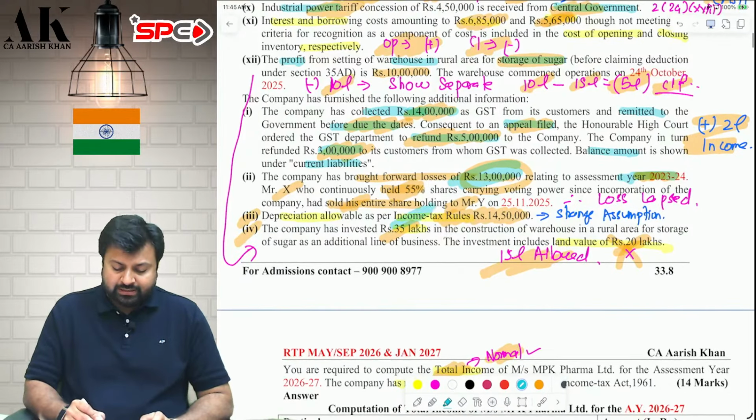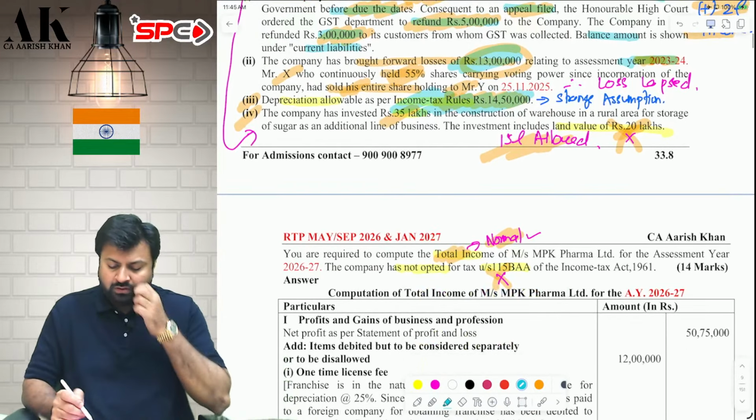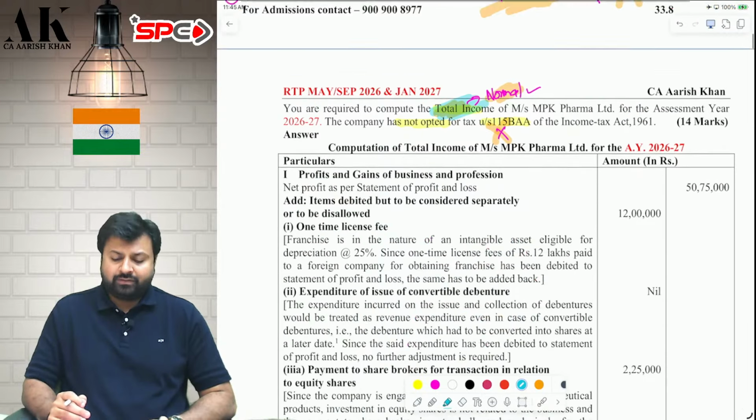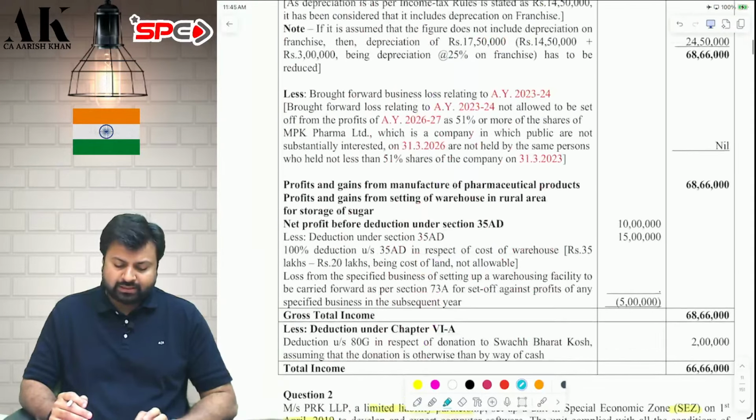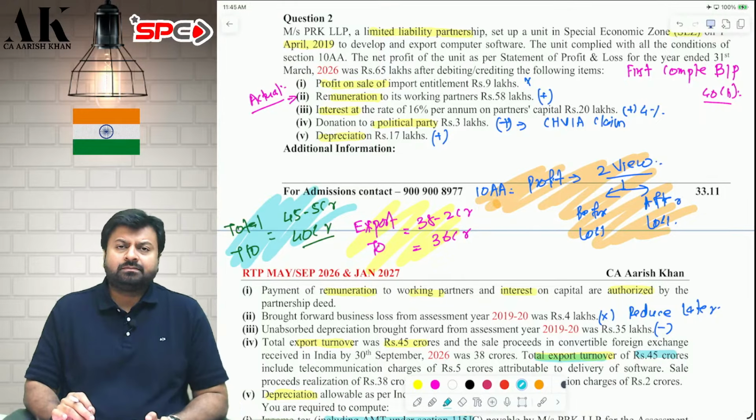And the last adjustment is income tax rules. Depreciation is 14,50,000 rupees. You can claim this as a deduction. I hope it is clear to all of you. We are supposed to just compute total income, and we have computed the total income. That's it. Nothing great is asked in this question. Question number 2 is again a very intelligent question.